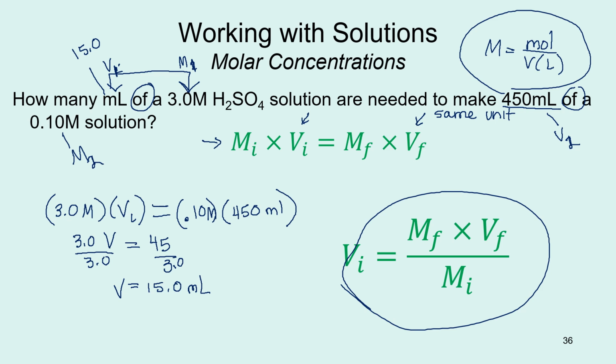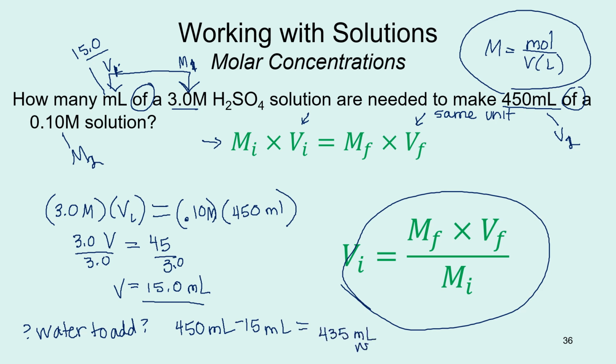And does that make sense? I'm starting out with a small amount of something concentrated. I'm adding a lot more water. It becomes more dilute. So that should make sense. So I need to take 15 milliliters. You can take this a step farther. I could say, how much water do I need to add? Well, if I have a total of 450 milliliters, and I'm starting with 15 milliliters of my initial, that means I have to add 435 milliliters of water.